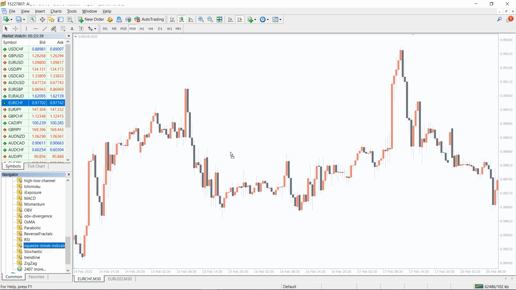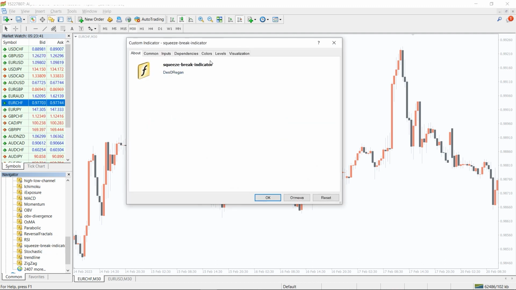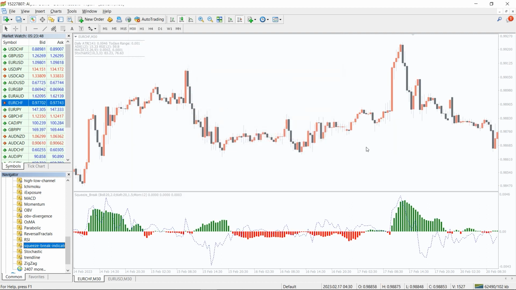To run this indicator, simply drag the squeeze break indicator from the indicator list to your MT4 chart, and please don't forget to click on the loaded imports in the settings window.